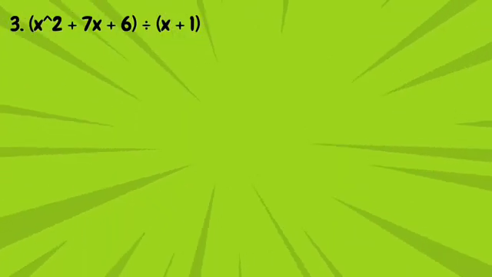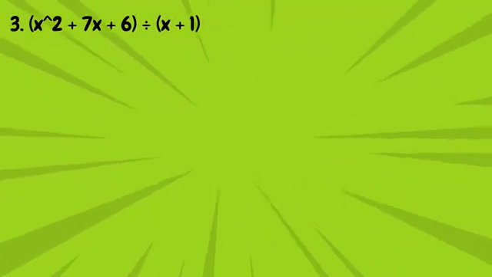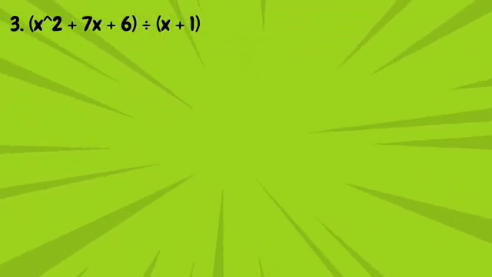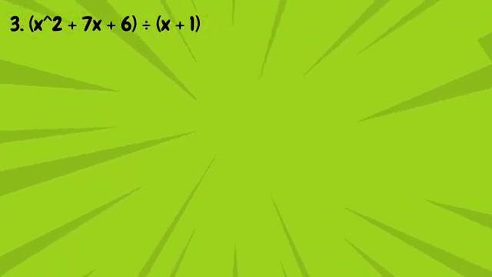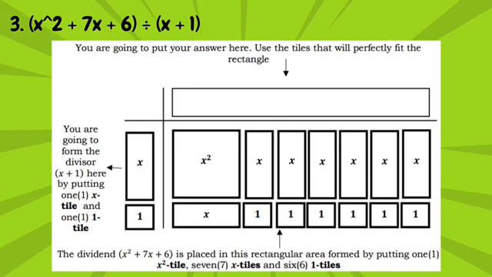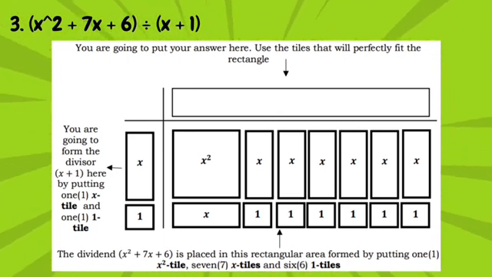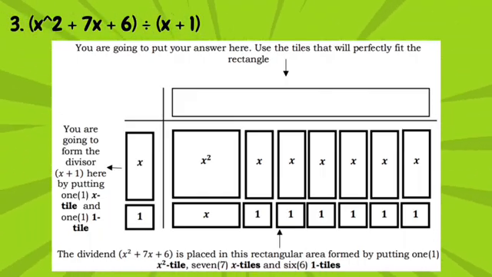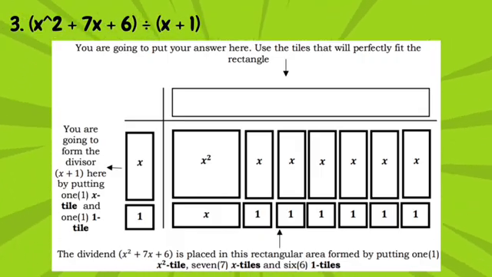So, let's try this example number 3. In this example, we're going to divide a term by another term. So, x squared plus 7x plus 6 divided by x plus 1. In division, unlike the multiplication, where we have the missing part in the middle or inside the table, we have the missing part in the top of the table. So, in the top of the table, we're just going to put your answer there.